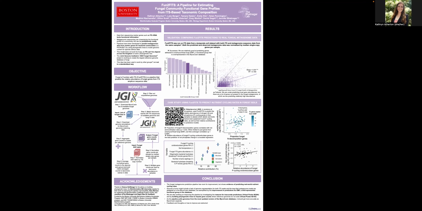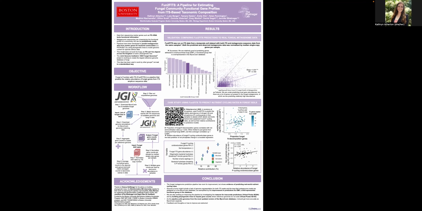Here's what we found. First, the proportion of fungal nitrogen decomposition genes was significantly correlated with net ammonification rates, with a p-value of 0.02. When the analysis was restricted to only ectomycorrhizal fungal genes, the correlation was even stronger, p equals 0.006. This highlights how specific functional groups may drive ecological processes.